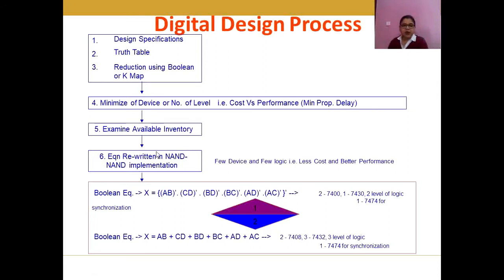After that, the equation is rewritten with the NAND implementation. In digital electronic design, or we can say at the time of BJT implementation, NAND implementation is more popular than NOR, because NAND has a low leakage current, and it also consumes less power. So the NAND implementation, and then the circuit or the system is designed. So this is the conventional or the traditional flow.